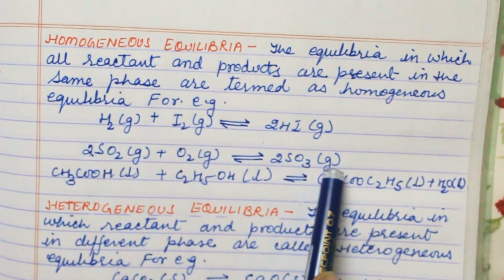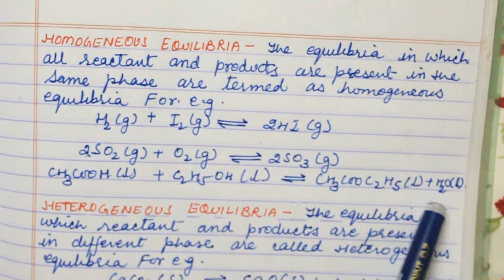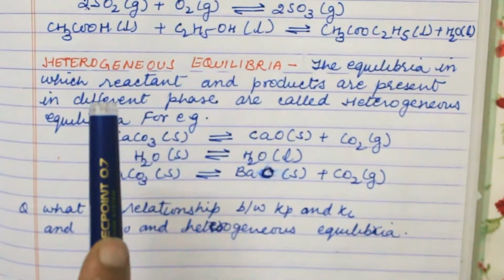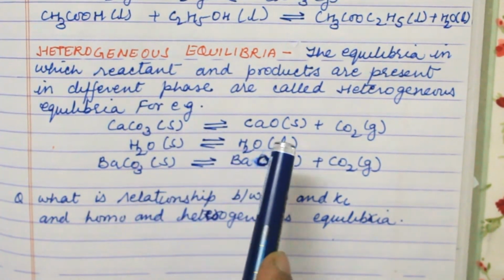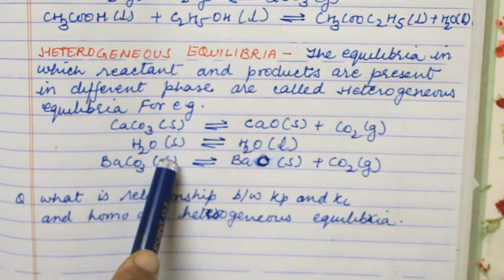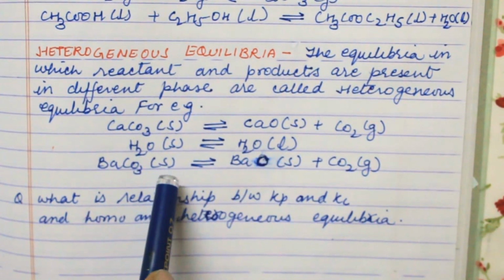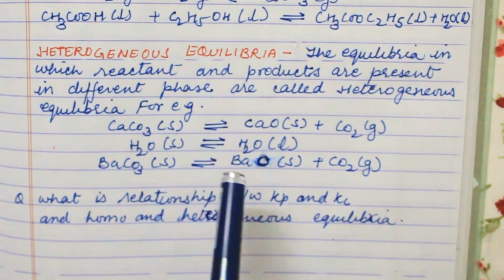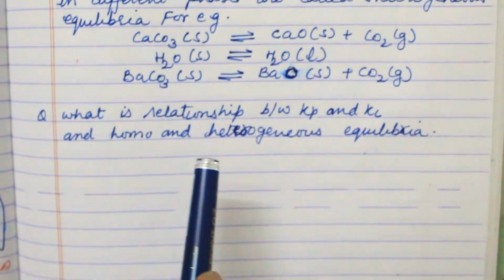Now the second reaction, all the states are in the gaseous phase. In the third one, all these states are in the liquid phase. Now heterogeneous: the reactants are in the solid phase, and the product may be in the solid phase or in the gaseous phase. Reactants are in the solid phase, the product may be in the liquid phase. So this type of reaction, which takes place in more than one phase, is known as heterogeneous equilibrium.